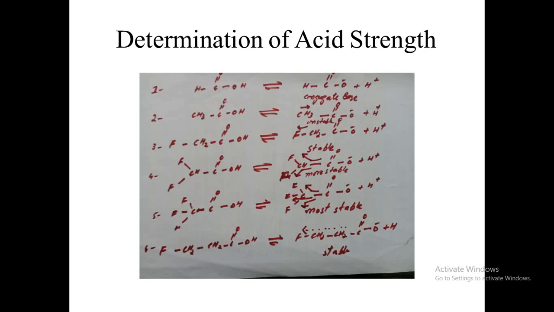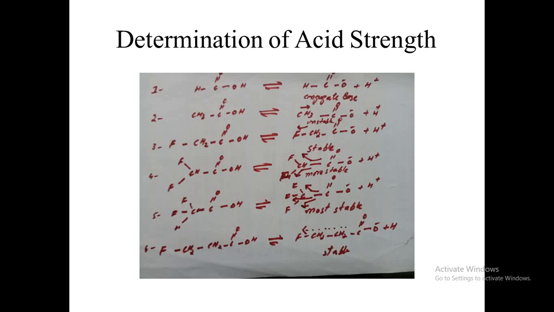The inductive effect operates through sigma bonds. The inductive effect minimizes with distance, while the resonance effect, which maybe you have studied before this topic or you will learn after this lecture, increases with distance. In example number 6, there is a fluorine atom, but it has two carbon atoms in between the carboxylate ion and fluorine. So when there is an increment in distance, the inductive effect will be reduced. That's why I have mentioned at the end of this equation that this conjugate base is stable.